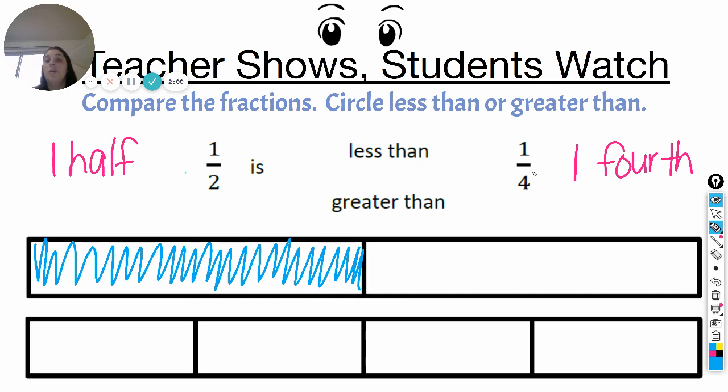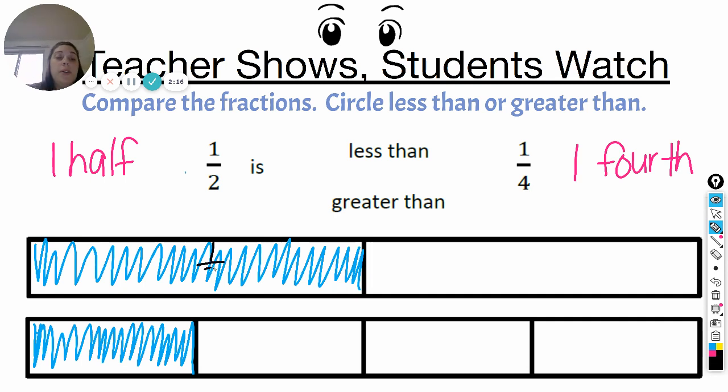Now if I shaded 1/4, which is one out of the four pieces, I have this much. You can see that the 1/2 piece takes up more space or is bigger than the 1/4 piece. So I would say that 1/2 is greater than 1/4.